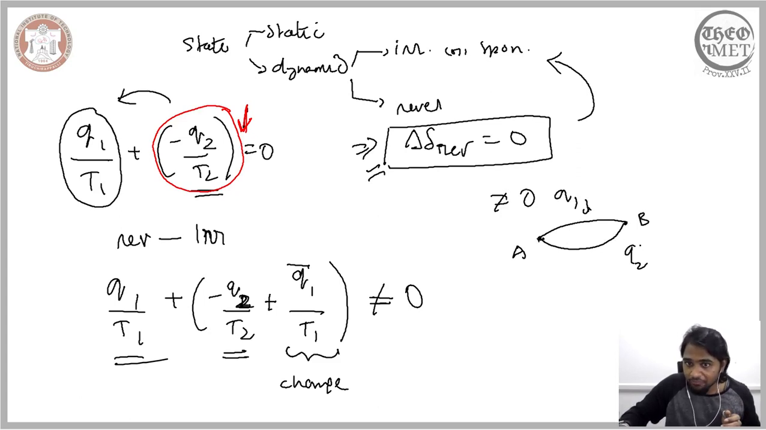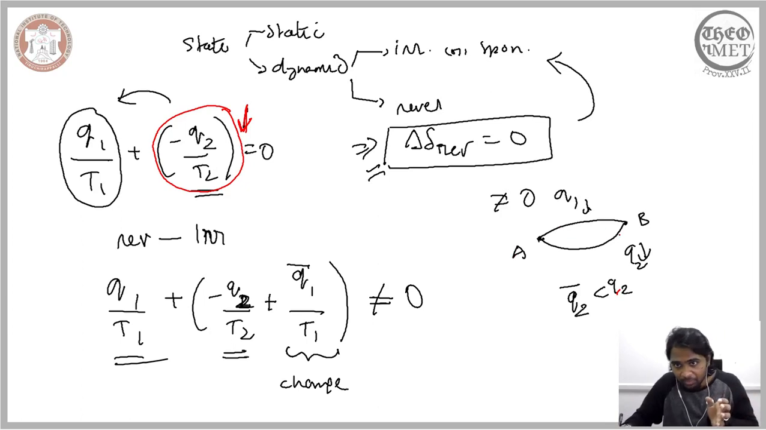Now instead of removing Q2, you rather remove Q bar 2, which is less than Q2. Then the overall change that is brought about when the system moves from A to B is not completely reversed. The change is reversed only when Q2 amount of heat is removed. So when you remove just Q bar 2 amount of heat, the overall change is not reversed.